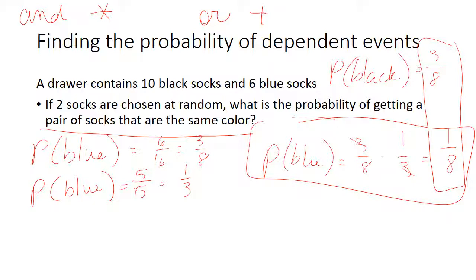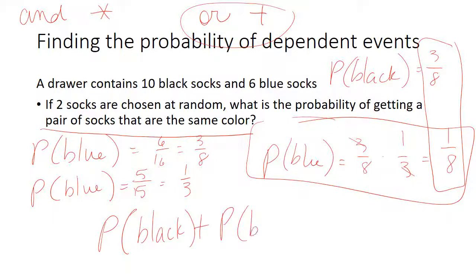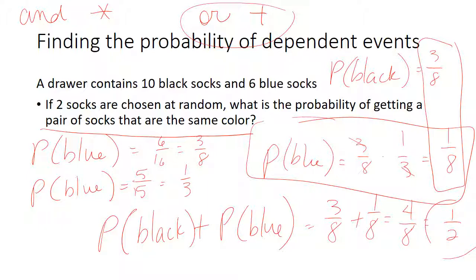All right, so I multiplied when I found my black, and I multiplied when I did my blue and blue. Now I'm looking for a pair of black or blue, so I'm going to take my 2 numbers and add them. My probability of black plus my probability of blue: that would be 3/8, which is the black, plus my probability of blue, which is 1/8. That would be 4/8, which reduces down to 1/2. So I have a 50-50 chance of getting a pair of black or a pair of blue.